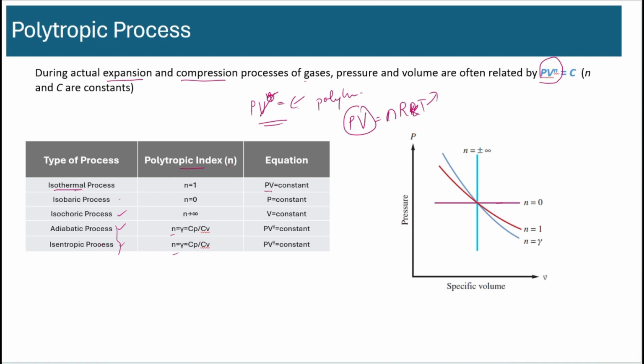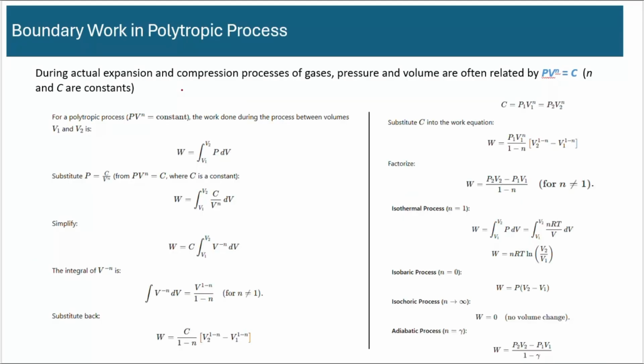Isentropic is an adiabatic process which is reversible. So it is almost the same as a polytropic process. In this case, the n value is the ratio of specific heats, and we'll define specific heat later on. Now let's look at finding the boundary work integral for some of the common polytropic processes.